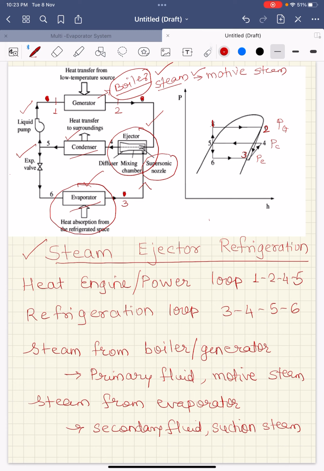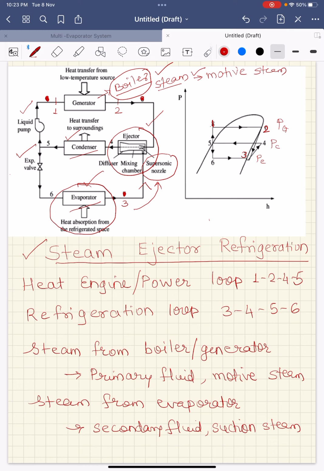So what happens in the ejector is, first the primary flow, which is the motive steam, enters the ejector. It creates a supersonic velocity steam, as a result of which suction is created. Suction results in the steam from the evaporator getting into the ejector. Both the steams, that is the motive steam and the suction steam from the evaporator, are mixed in the mixing chamber, and finally the pressure is regained up to the condenser pressure in the diffuser.